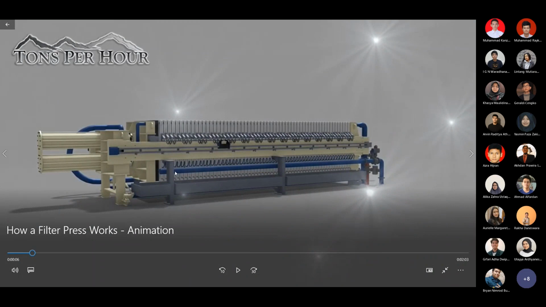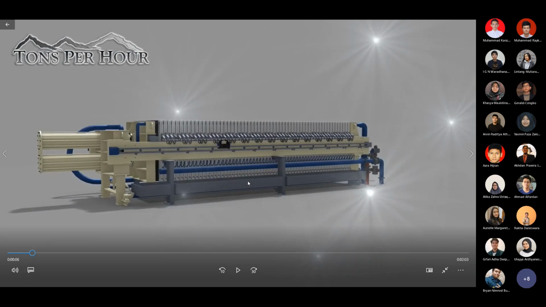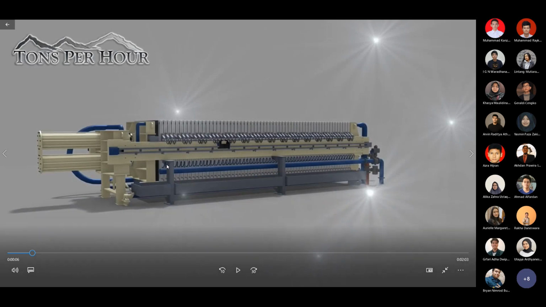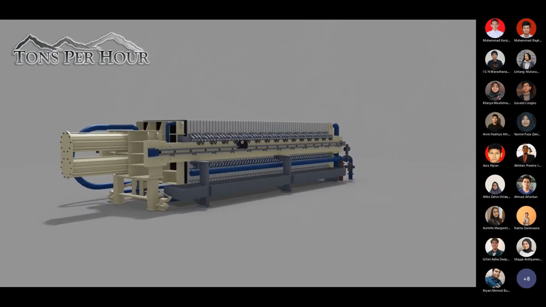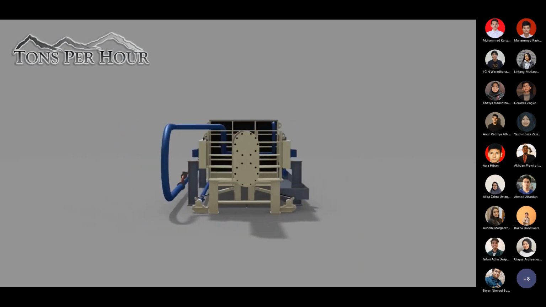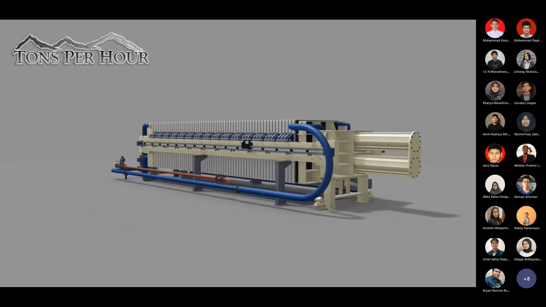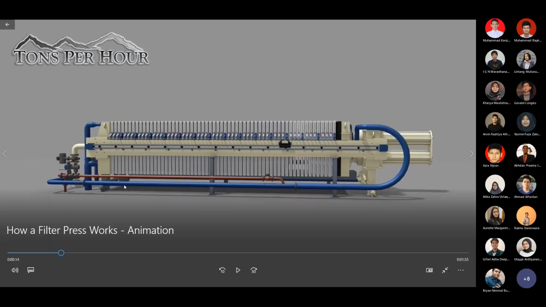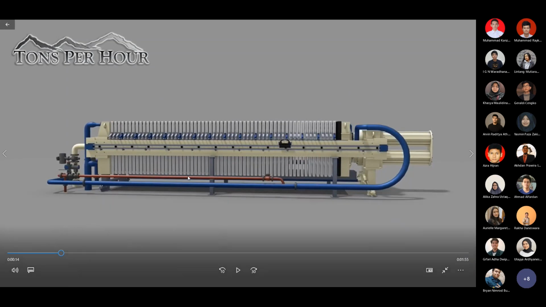Is the animation and the sound visible to you? Yes, sir. Okay, see, this is the plate and frame. Imagine from one side you have a sludge, that means solid plus liquid. Then how will it be separated? The blue and the red line over here tell you about the header, whether that's a feed header or the filtrate header, like a pipeline.